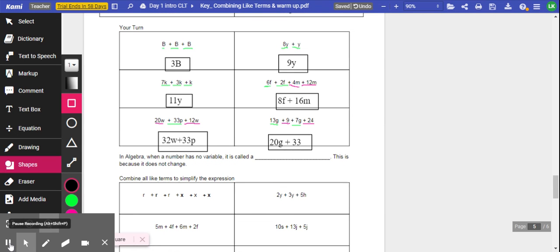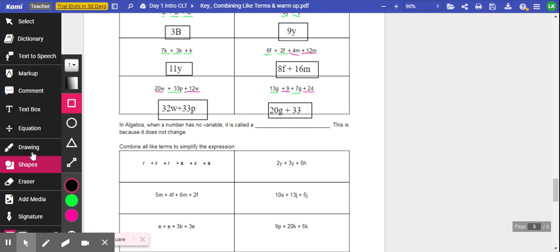All right, so check out your answers. I put them here in the box. 3B, 9Y, 11Y, 8F plus 16M, 32W plus 33P, 20G plus 33. And check out, I decided to underline mine with the same colors. I really recommend that so you don't accidentally combine like a P and a W.